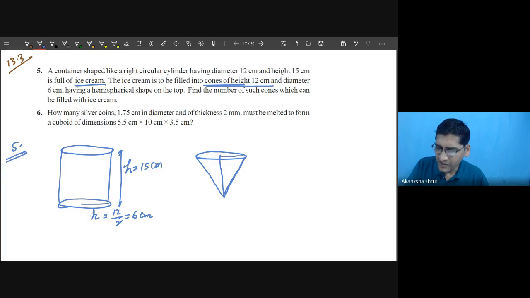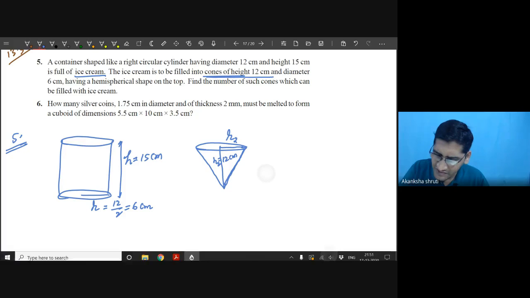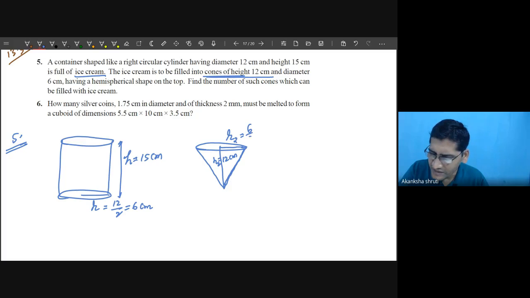So the cone has its own radius. You may call this R2. See, our cylinder and cone both are starting with the same R, so let me write this with R2. The height of this cone, H2, is given as 12 centimeter, and the diameter is 6 for this cone. So the radius is 6 by 2, which is equal to 3 centimeter. Okay, student. Find the number of such cones.